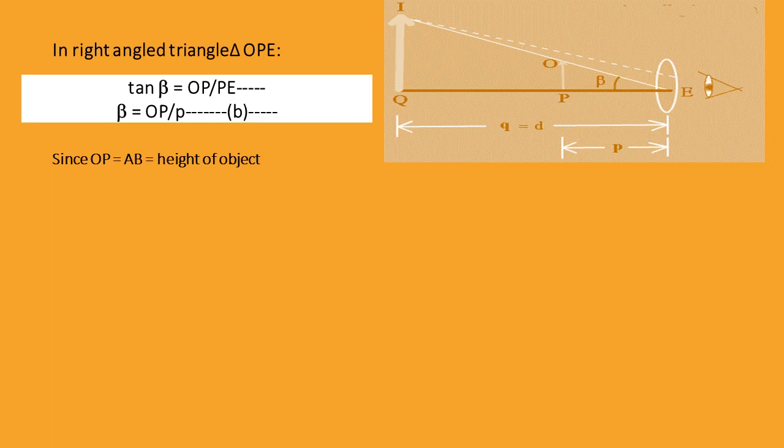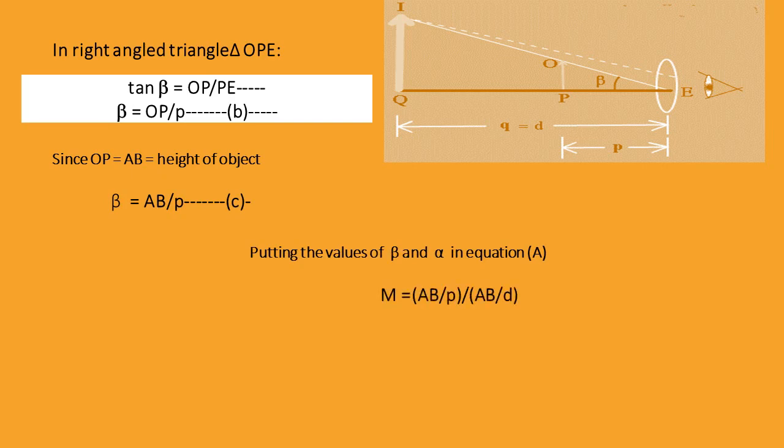Since OP is equals to AB, which is height of the object, we have considered AB as the height of the object in the previous diagram. So now beta is equals to AB upon P, which is our equation C. Putting the values of beta and alpha in equation A, magnifying power is equals to AB upon P divided by AB upon D. Now AB and AB cancels with each other, so you will get magnifying power equals to D upon P, which is our equation D.